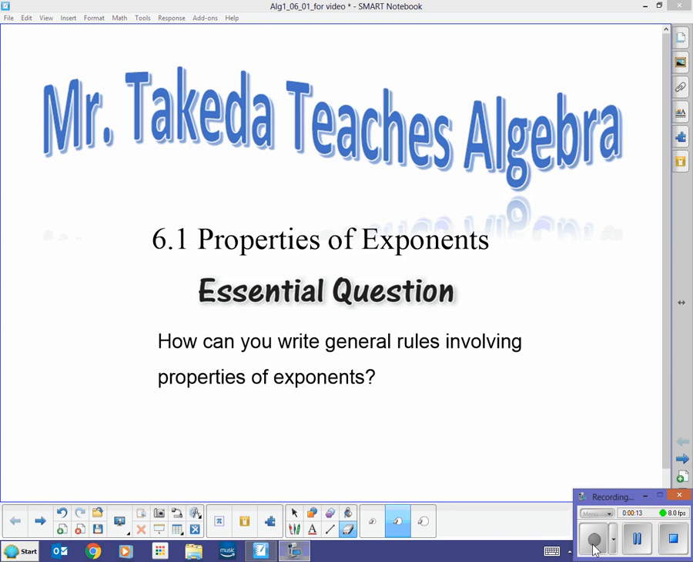This is lesson 6.1 on the properties of exponents. Hopefully this is a review for a lot of you, but we want to make sure that we review this topic before we get into chapter 6 proper. So, our essential question: how can you write general rules involving the properties of exponents? Well, we're not going to answer that question so much as just go ahead and review the general rules for you.